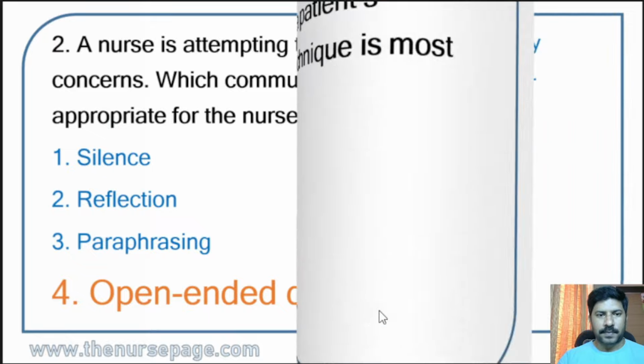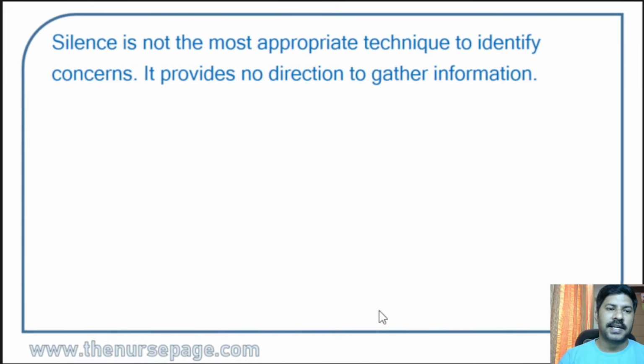And the first one is silence. Silence is not the most appropriate technique to identify concerns. It provides no direction to gather information. If you are silent, the patient will tell something and will stop. And it will not direct the patient to convey all the details.